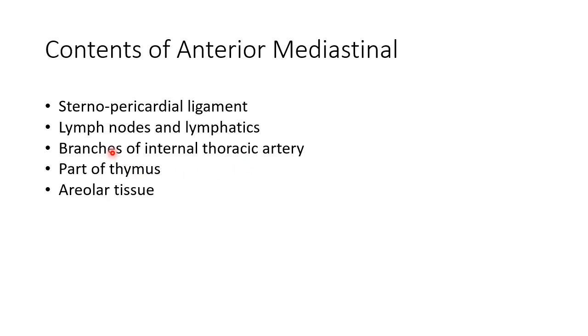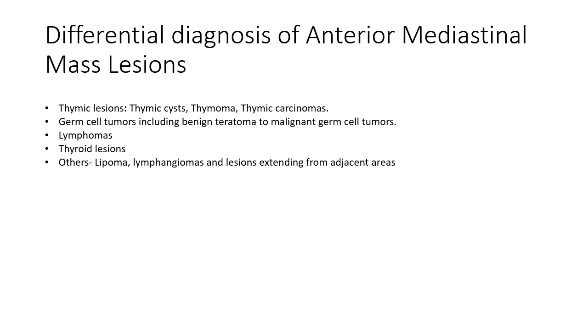Anterior mediastinum contains sternopericardial ligament, lymph nodes and lymphatics, branches of internal thoracic arteries, part of thymus and areolar tissue. So when we are dealing with anterior mediastinal mass lesion, differential will include lesions arising from thymus like thymic cyst, thymoma, thymic carcinomas, germ cell tumors, both benign, teratomas and malignant germ cell tumors, lymphomas, thyroid lesions, lipomas, lymphangiomas may also present in anterior mediastinum, as well as lesions arising from adjacent areas extending into the mediastinum.